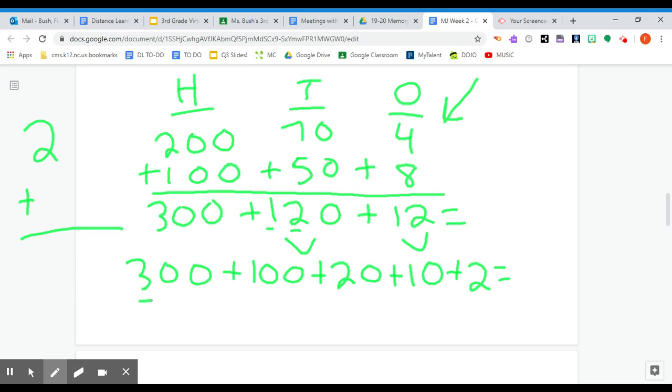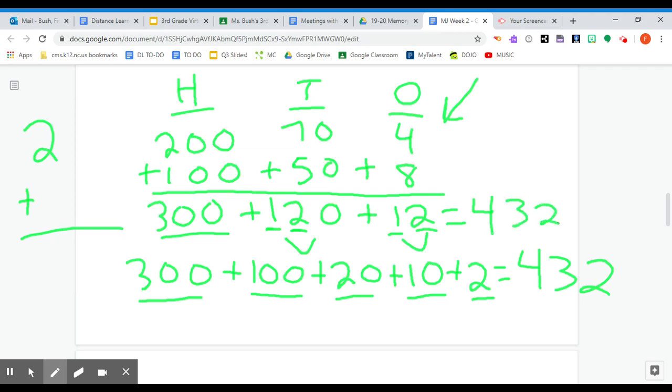So if I look down here, I have 300 plus 100, which I know is 400, plus 20 is 420, plus a 10 is 430, plus a 2, which should be 432. Here I could say 300 plus 100 is 400, plus a 20, 420, plus a 10, 430, plus a 2, 432. So your answer should be that she played for 432 minutes.